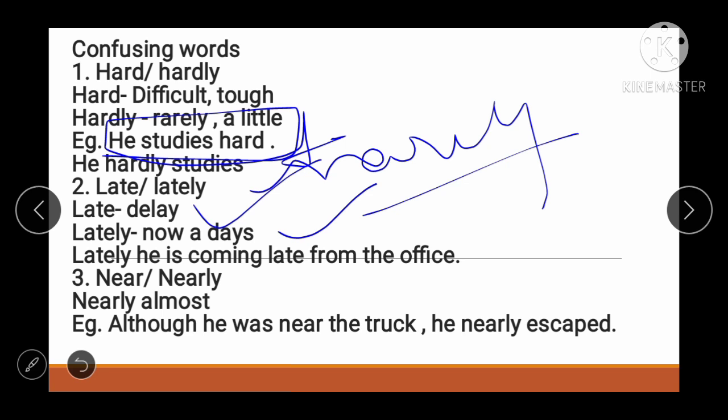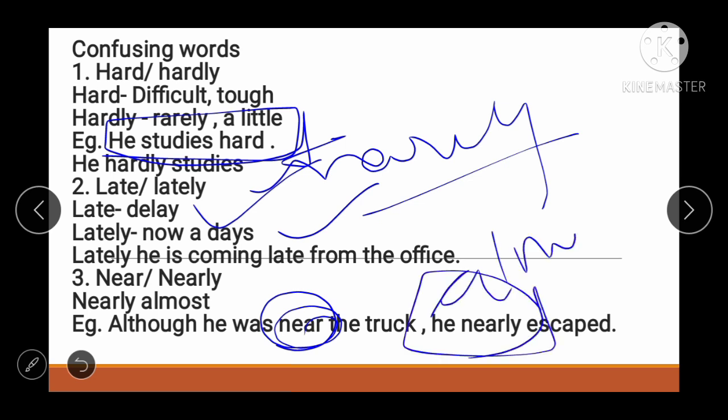Next one is near and nearly. See friend, nearly means almost, okay? Near means close, okay? Nearly means almost. Although he was near, although he was close to the truck, he nearly escaped. He almost escaped, right?